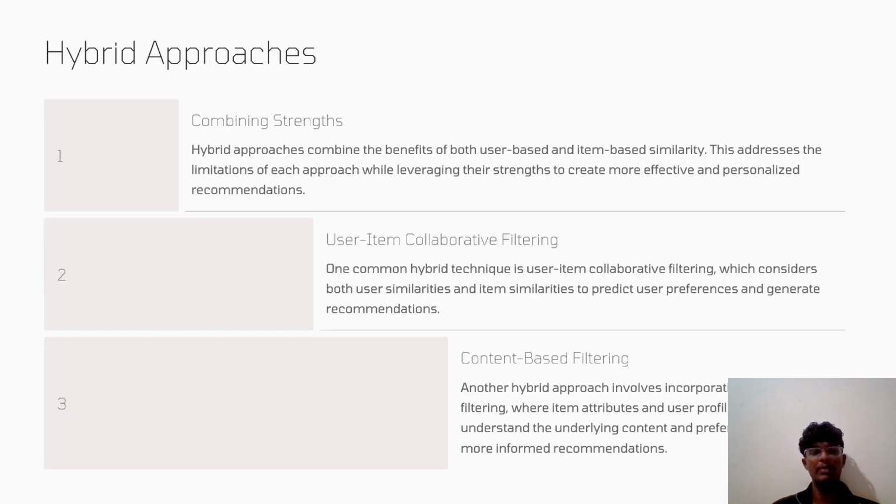In this slide, let's see about hybrid approaches. Combining strengths. Hybrid approaches combine the benefits of both user-based and item-based similarity. This addresses the limitations of each approach while leveraging their strengths to create more effective and personalized recommendations.